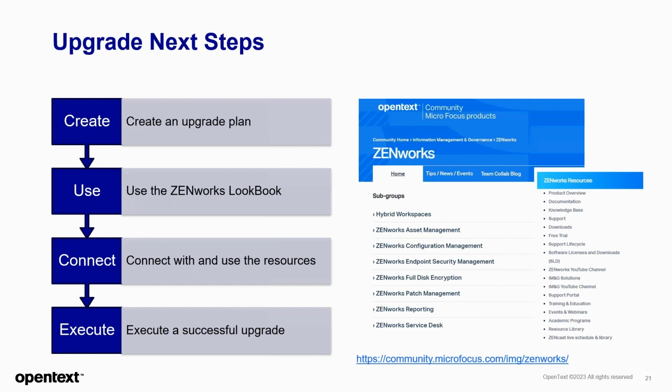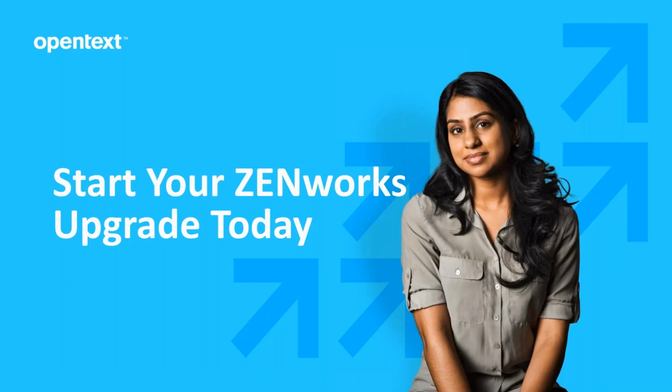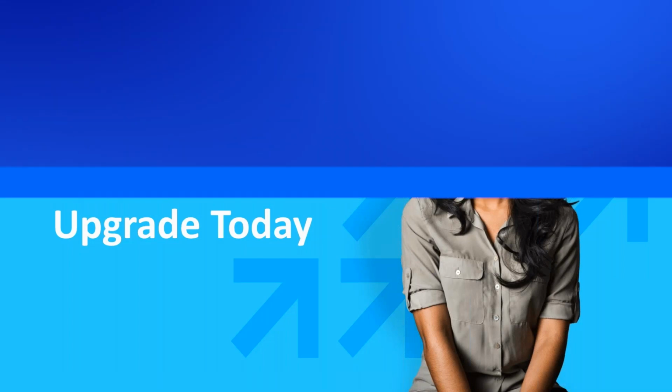So now you know the why and what's next. Any upgrade should start with a plan. You should involve the stakeholders and decide on the when and how of the upgrade. You can use ZENworks Lookbook, which provides you details of all the resources which are available for your use. You can make use of our excellent community site where everyone gathers together to help each other out. So go ahead and start your ZENworks upgrade today.